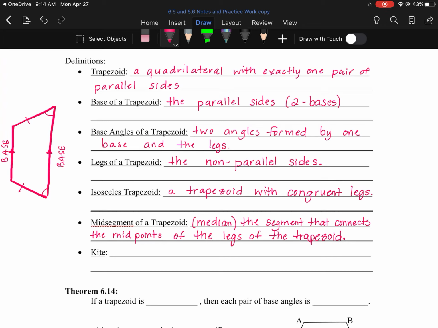Okay, so that's a whole lot of information about trapezoids, and we just have one little definition about kites. A kite is, again, a quadrilateral with exactly two distinct pairs of adjacent congruent sides.